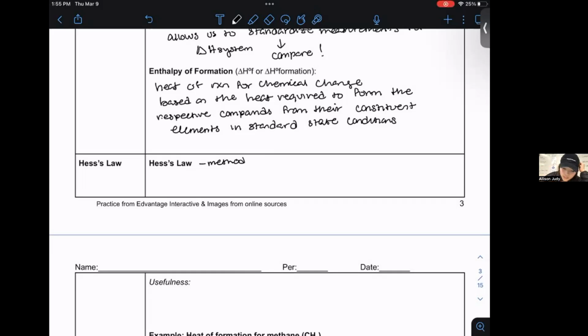Yes. It's the method, a method. It's one of many methods, okay, for calculating change in heat for a system based on the summing up of the heat of formation values for the chemical species involved in the reaction.